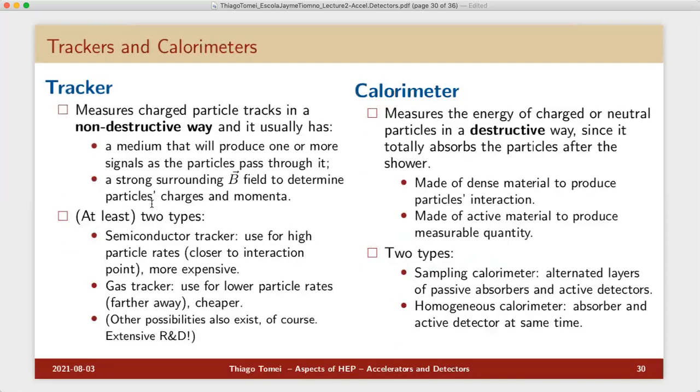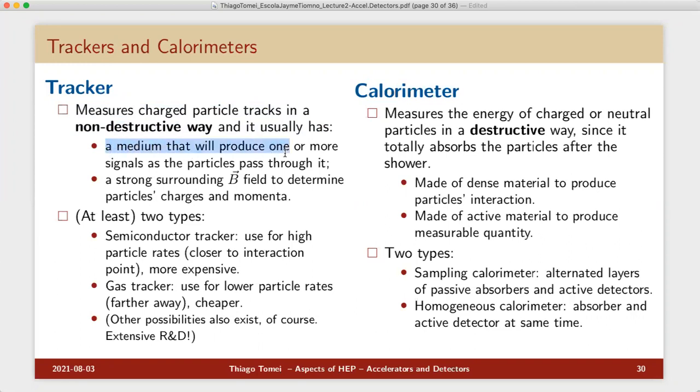Okay, so Thiago, all of these detectors, what do you do with them? And the answer is that you kind of build full systems that I'm going to just divide into two categories of systems: trackers and calorimeters. And the key thing is that the idea of trackers is to measure the charged particle tracks in a non-destructive way.